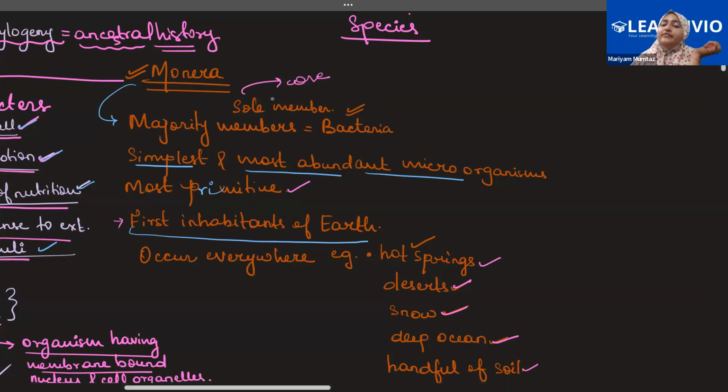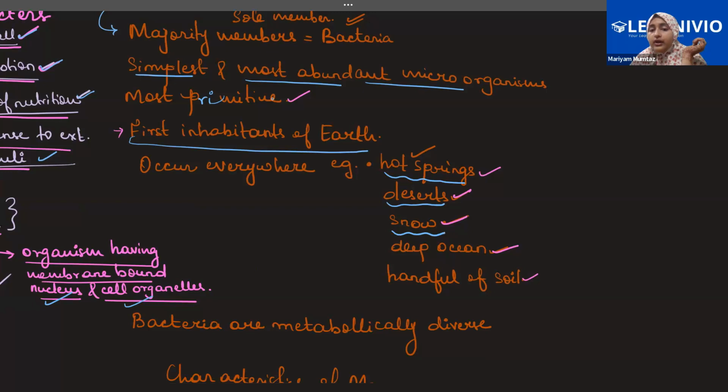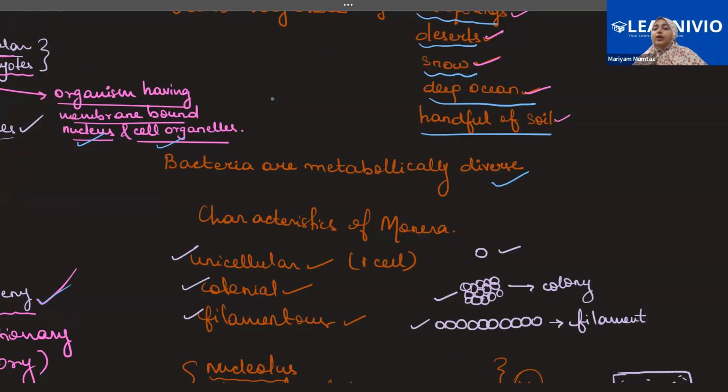And they occur everywhere, meaning they are present in hot springs, deserts, snow, deep in the ocean, and even in a handful of soil. So bacteria are very diverse and present everywhere. Now, bacteria are metabolically diverse, meaning even though they are very simple organisms, their metabolism is very active and very diverse. Diverse means there is a lot of variety.